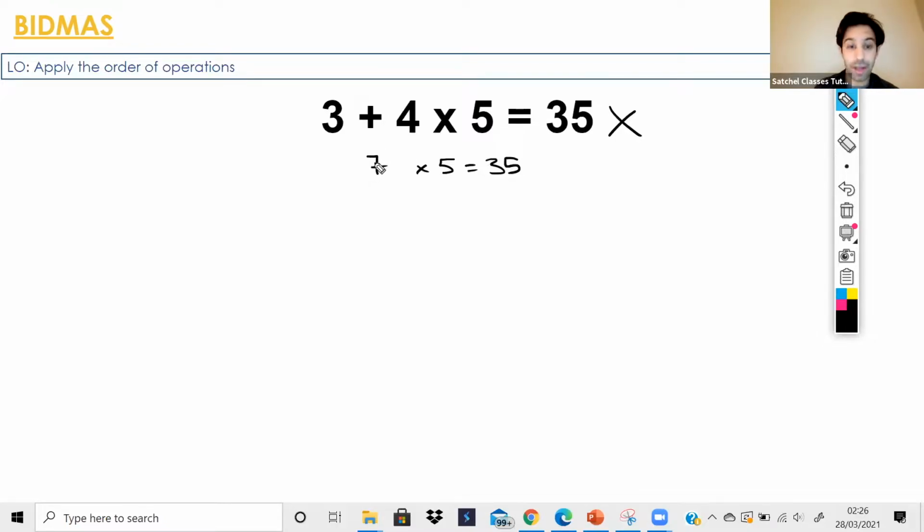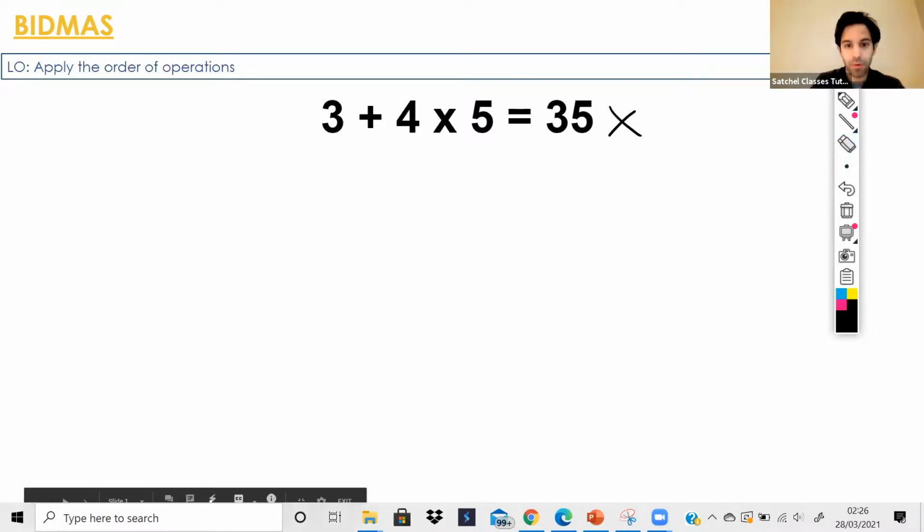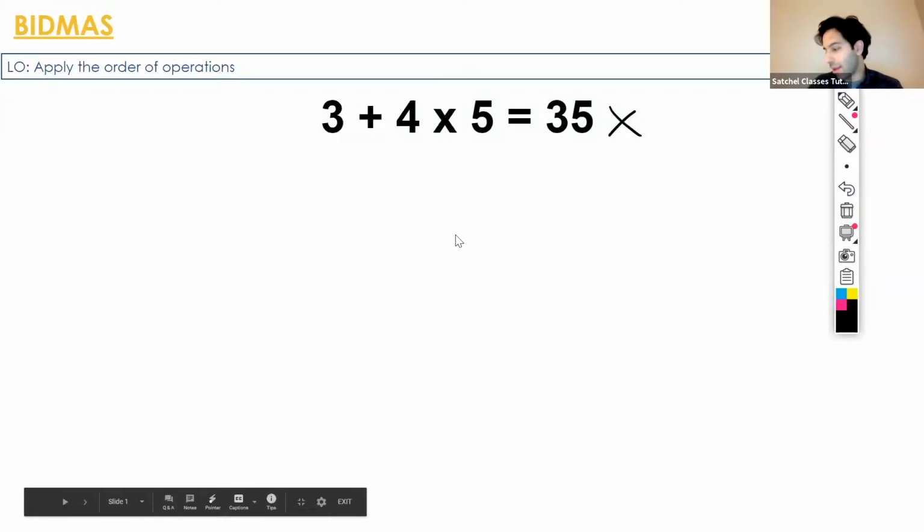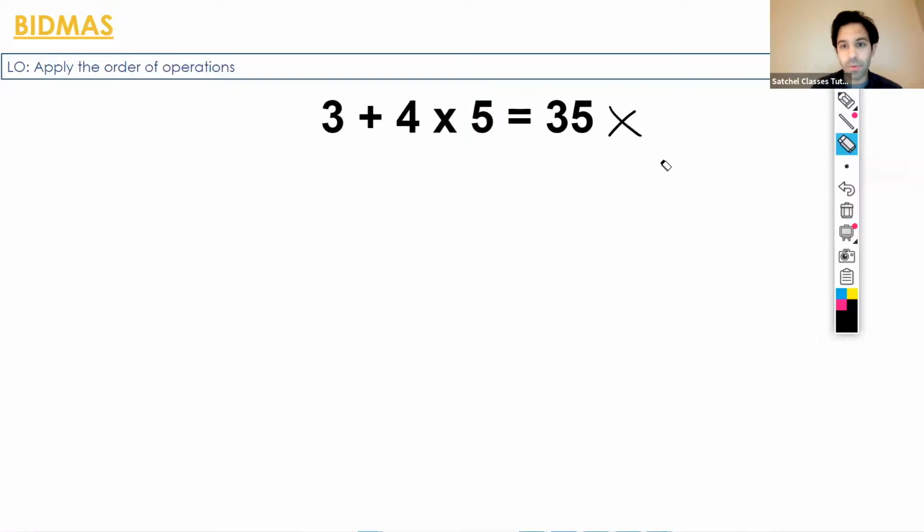And if we were to do this in the right way, I'm just going to rub this out. If you could just bear with me one moment. There we go. If I rub out the drawings, what we will get is not 35, but rather, if we follow the order of operations, we would have to do the multiplication first. So 4 times 5 is 20, and 3 plus 20 is 23. So our answer would be 23, not 35.